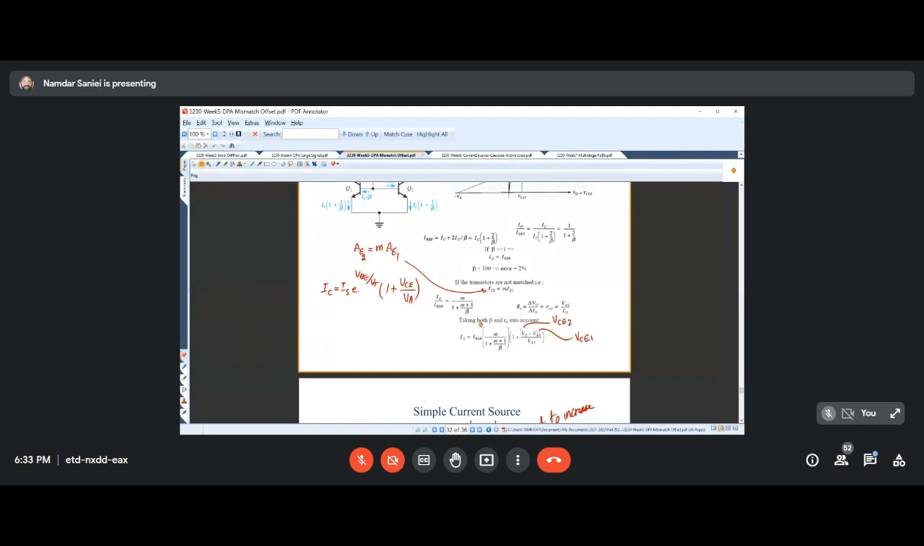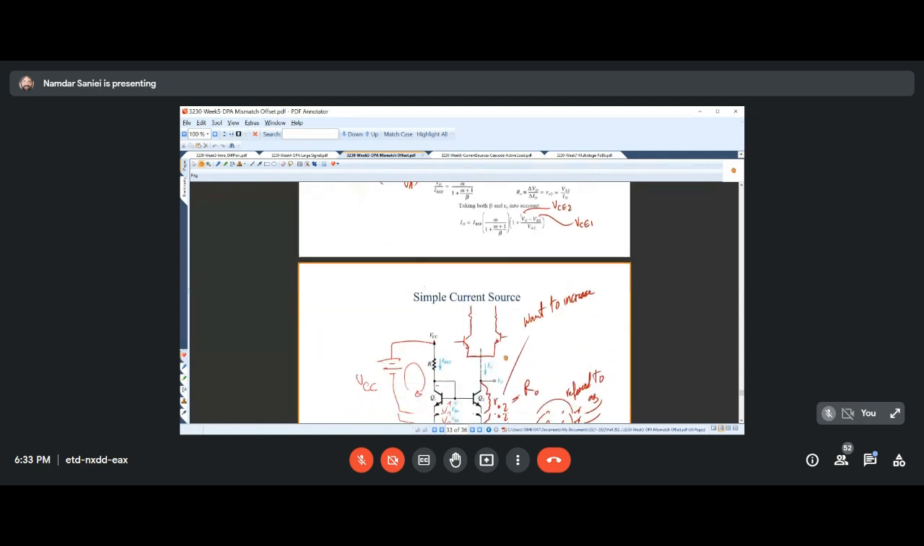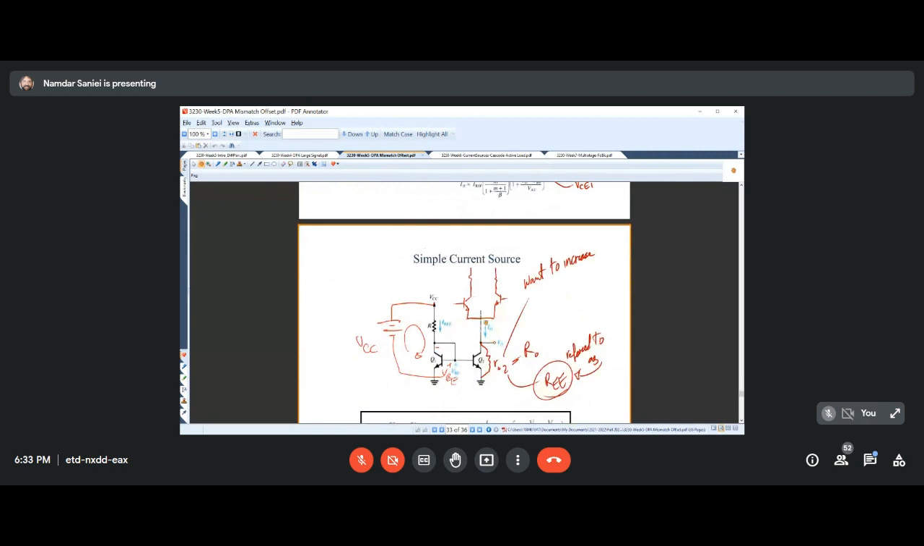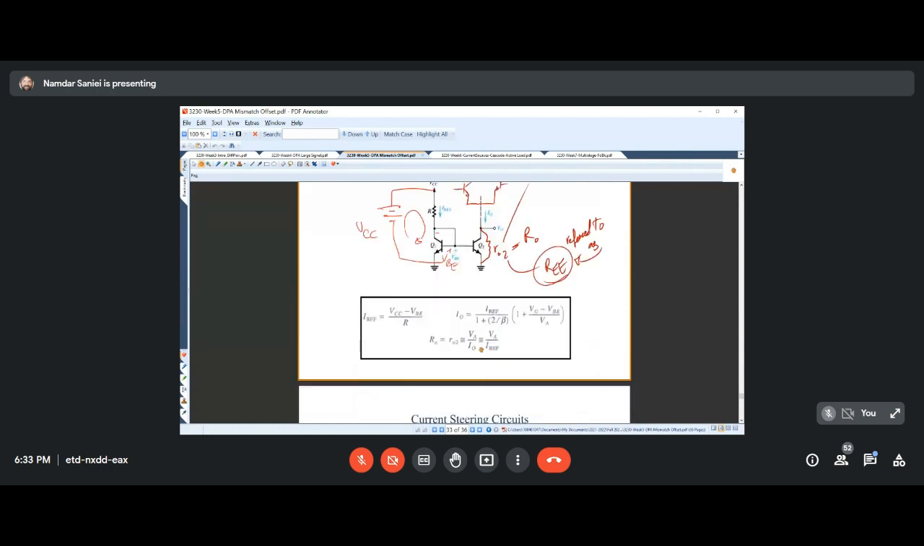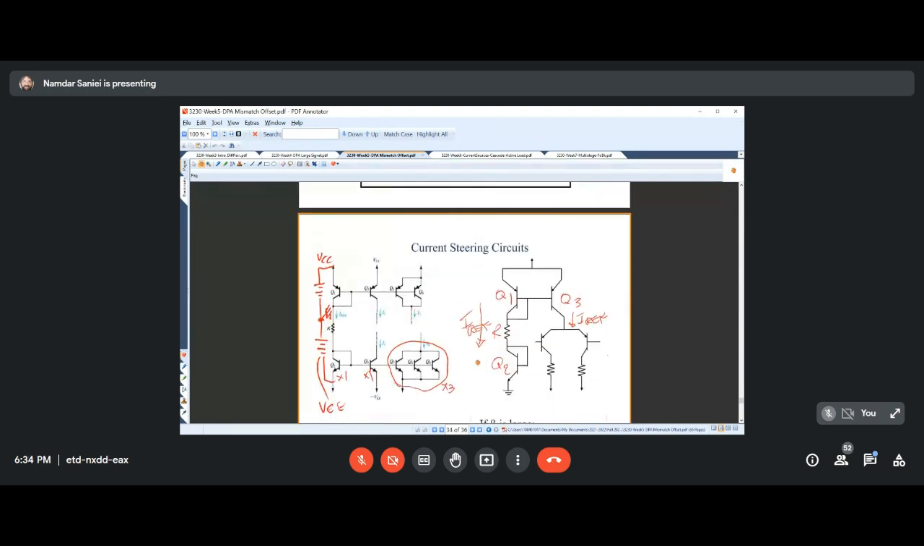So this was the whole big picture that we had for the relationship between IO and IREF. It is a good equation to put on your formula sheet, that we will talk about, the formula sheet. But still, the output resistance here is the little RO of this Q2. And we were looking for better than that.